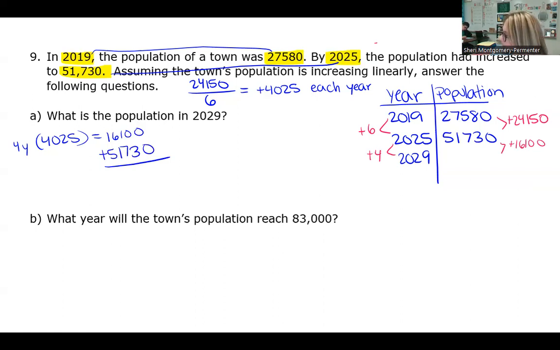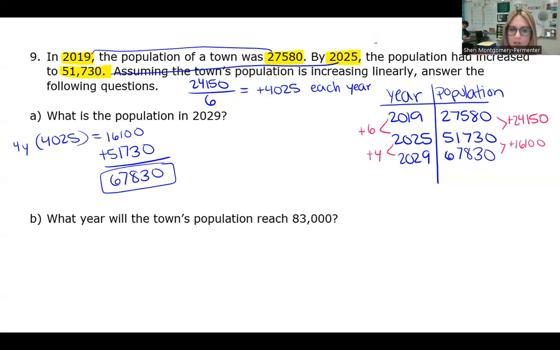I don't think it's 40. Uh-huh. It has to be a number bigger than 50,000 because you're starting with 50,000. So I got 67,830. Is that what y'all got?